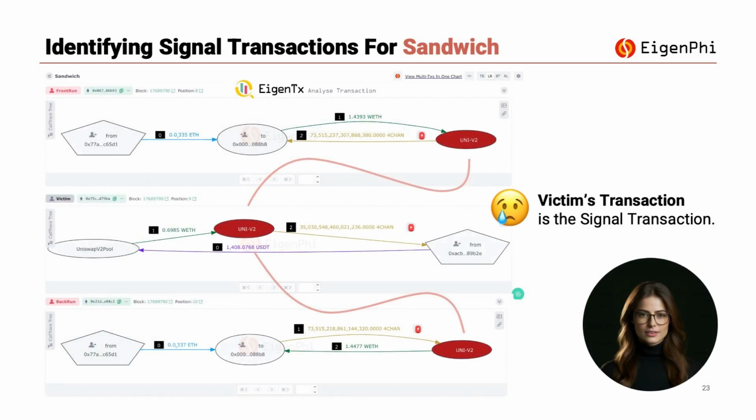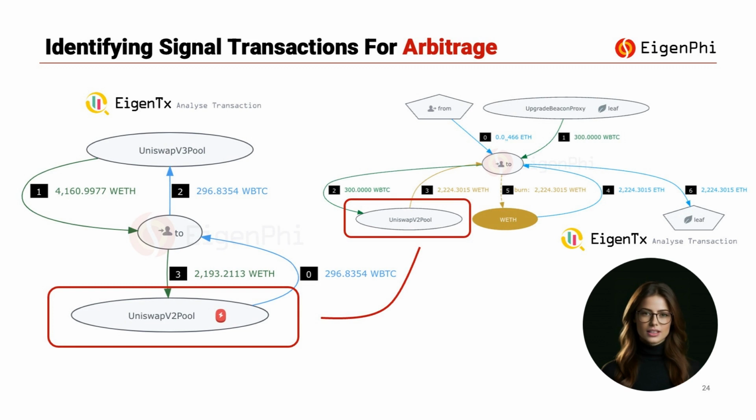For sandwich trades, the victim transactions were regarded as signal transactions. For arbitrage transactions, identifying the signal is more challenging. In essence, each arbitrage involves a token flow loop. Consider, as an example, a simple spatial arbitrage.